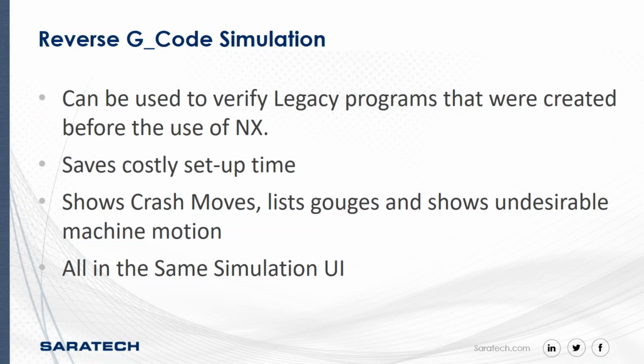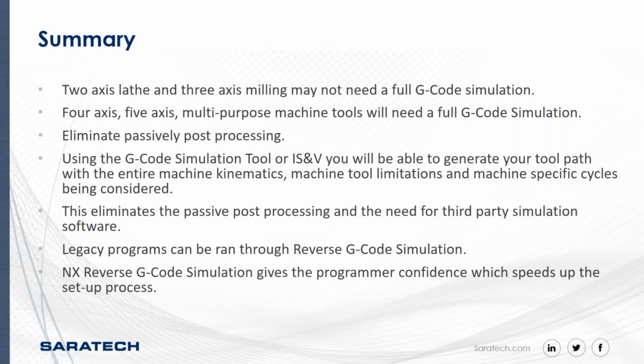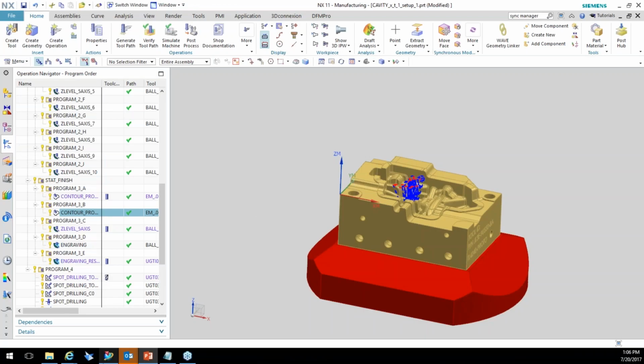The reverse G-code simulation can be used to verify legacy programs that were created before the use of NX. It saves costly setup time. It shows your crash moves, lists gouges, and shows the undesirable machine motion, and it's all in the same simulation user interface. So let's go into the demonstration.